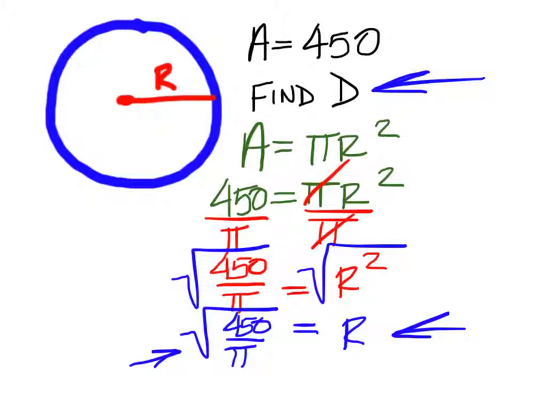But first, let's evaluate what this is. So hit second x squared, 450, and divide by pi. Right-hand parenthesis. And you should come up with 11.968 and on out. But remember the rule, we're going to round first and then multiply by 2. So what is 11.96 rounded? Yeah, it's going to be 12. So now we multiply the 12 by 2 to get the diameter of 24.